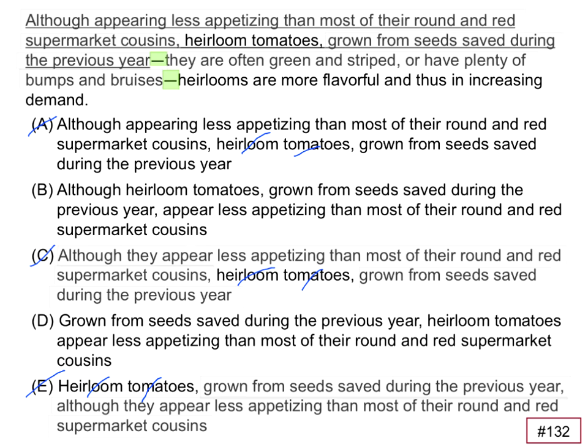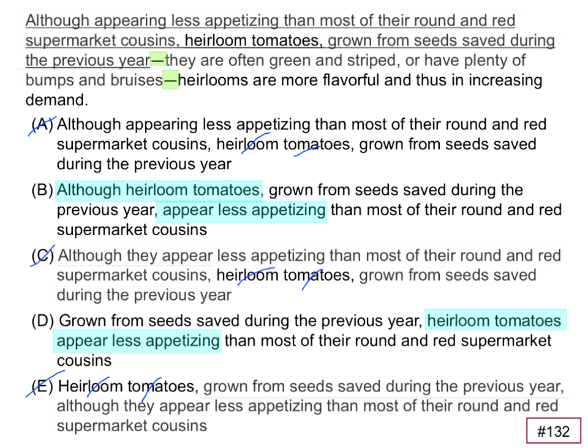So what you'd want to do here is you'd go, okay, do B and D fix the problem, right? You're examining these to see whether they repeat the problem. They don't. They do something different. So what is it that they do differently? In B, we've got, although the heirloom tomatoes, so they pull the heirloom tomatoes into that although thing, appear less appetizing, blah, blah, blah. And over here, let's say they're grown from seeds, and D is still a modifier. Heirloom tomatoes appear less appetizing.